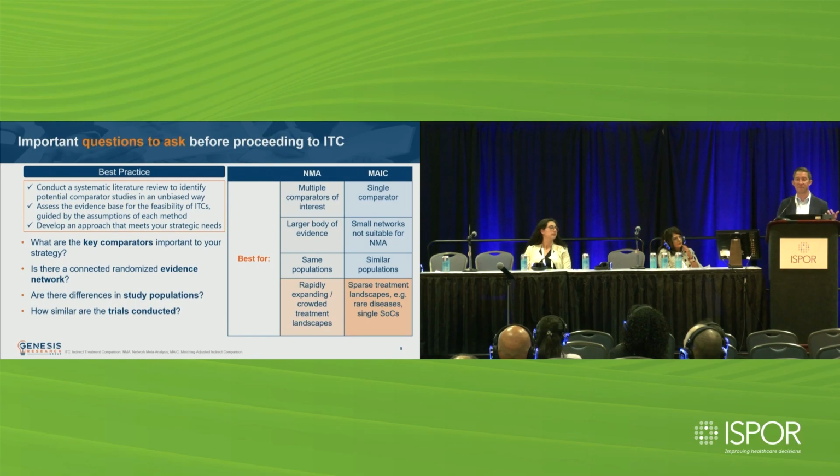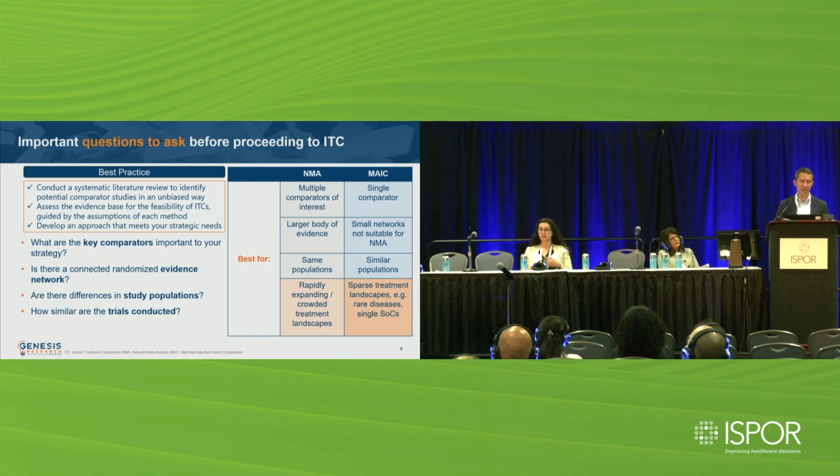Once you have this broad view of feasibility, you can tie it back to your strategy and understanding what your strategic needs are, because there may be scenarios where you might choose, for example, MAIC versus NMA, even if you might have a pretty strong network. Okay, that is really dependent on the situation, and you need to work with your experts in-house, stakeholders who have that knowledge, like statisticians.